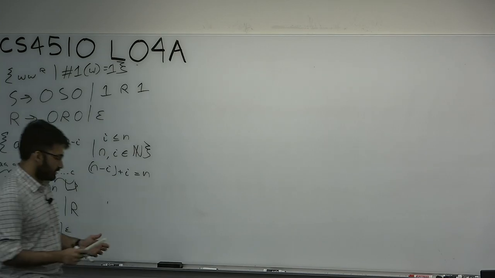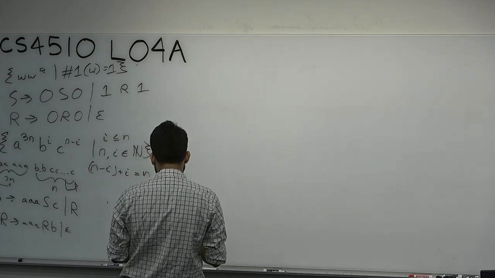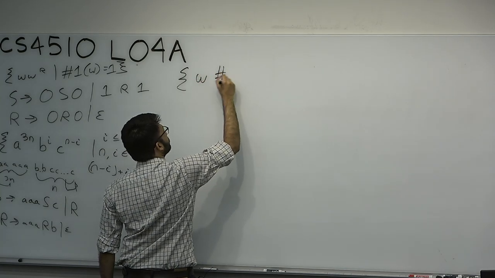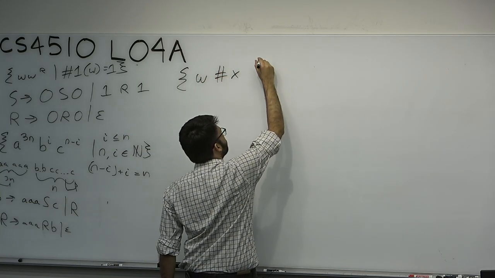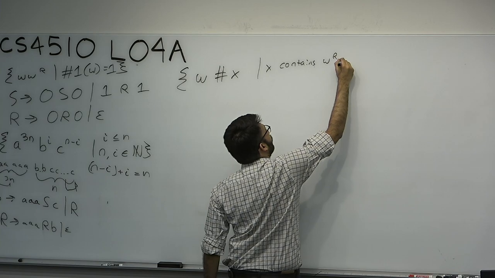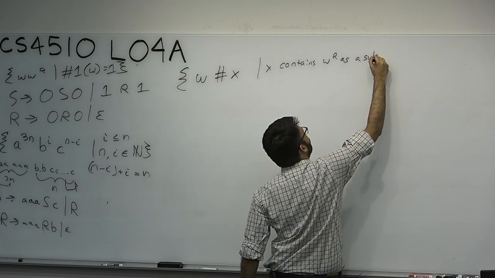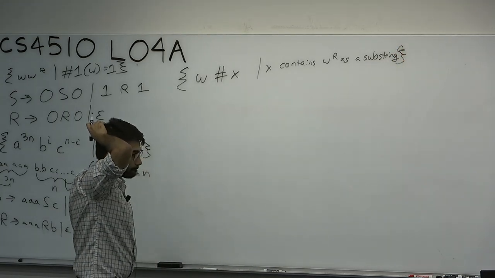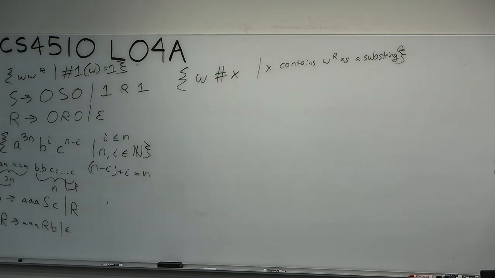Okay, I have one final example for you, and it's probably my favorite context-free grammar. The language is W hash X, where hash is just some special symbol, and X contains W reverse as a substring. So let's see if you can think of a grammar for this one. I'll give you another minute. This one's a hard one, but the solution is beautiful.